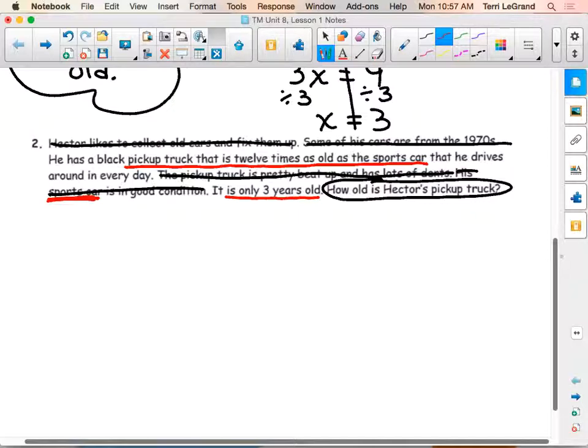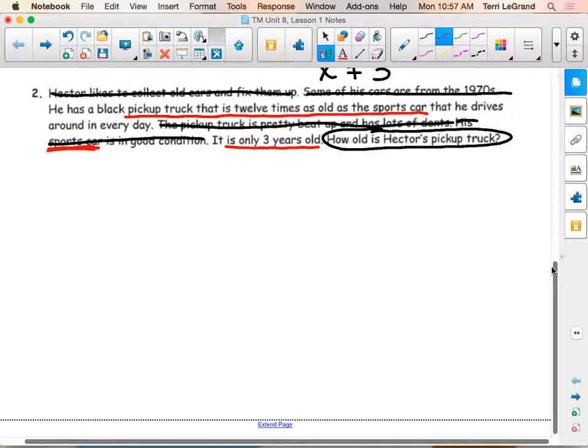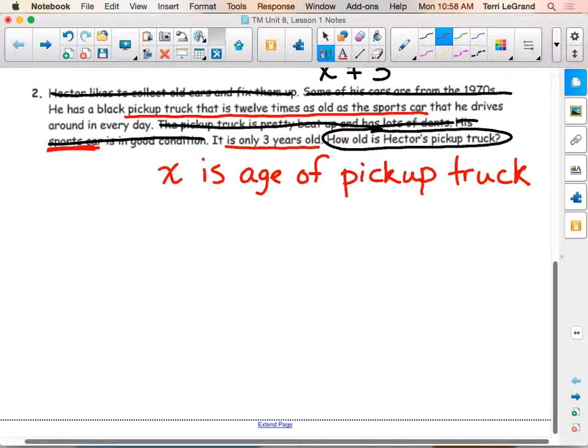Okay, so we're going to assign a variable to the unknown. What's going to be our x this time? X is what? Okay, what about the pickup truck? Is the age of the pickup truck, right? It says how old. How old is Hector's pickup truck? So X is the age of the pickup truck.